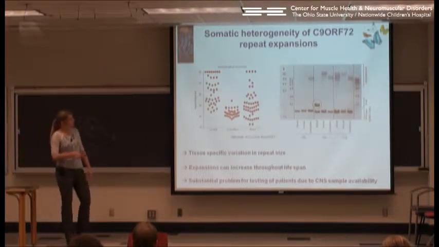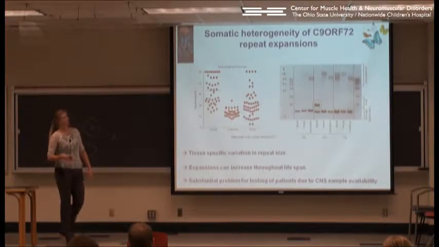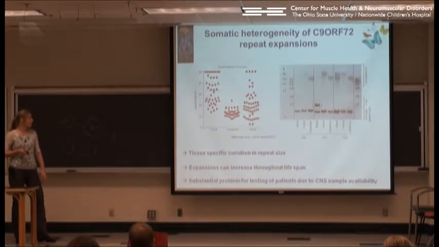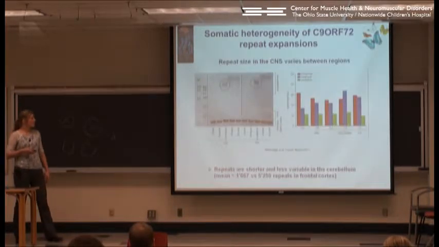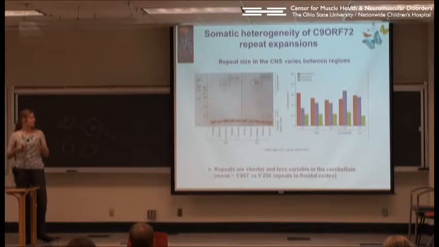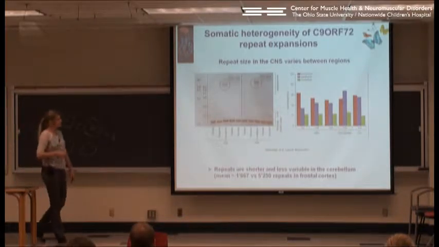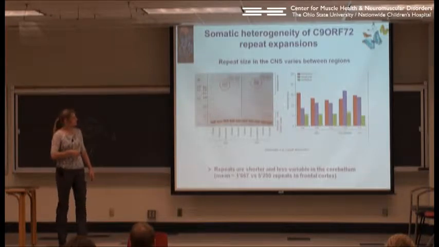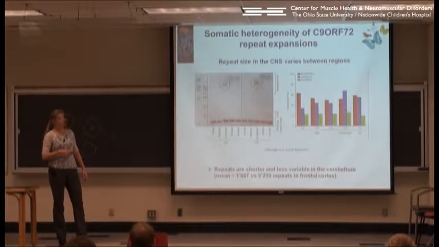So here's an example where you have a very short repeat in blood compared to bigger repeats in the cerebellum and the frontal cortex. Then even inside the central nervous system, the repeat size is not stable. So here you can see that in the frontal cortex of the same patient, you can get a much higher repeat size compared to spinal cord or cerebellum.